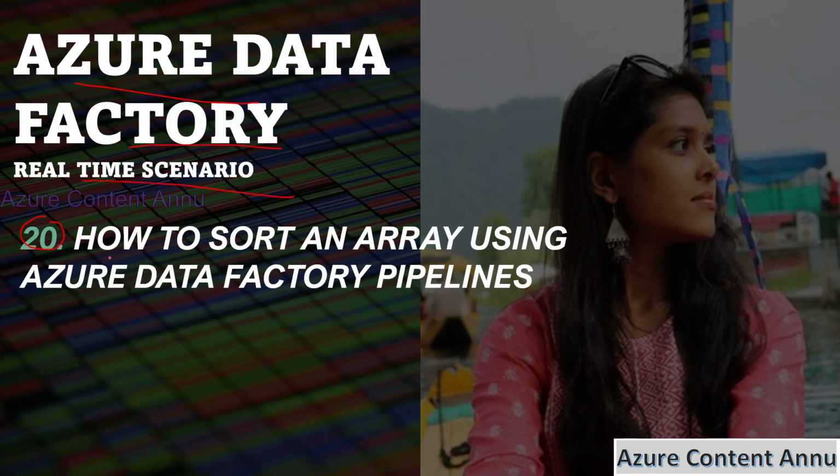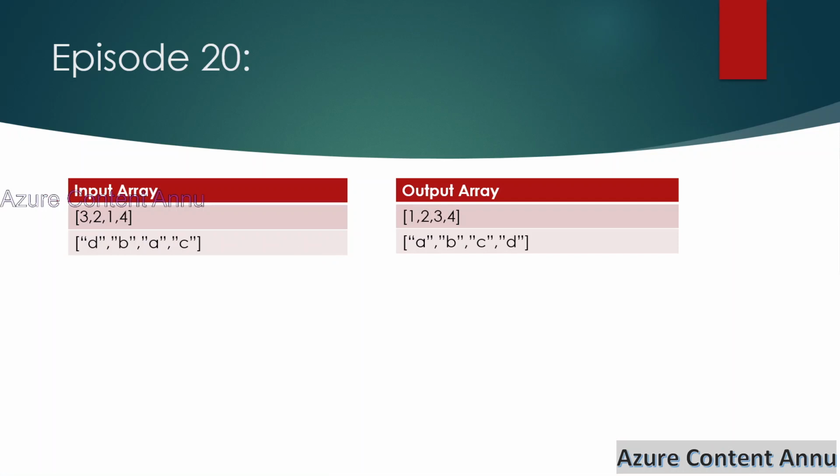In this video, we are going to learn how to sort an array using Azure Data Factory Pipelines. So let's see our requirement in details. We have a few input arrays, as you can see on screen. The first array is 3, 2, 1, 4 and our requirement is to sort this array in ascending order, and the output array should look like this. The output array should be 1, 2, 3, 4.